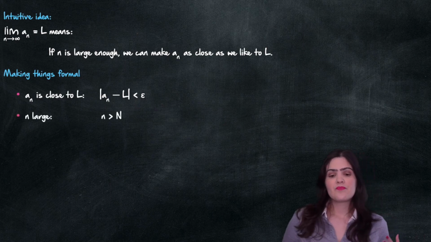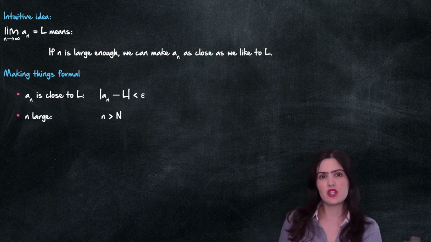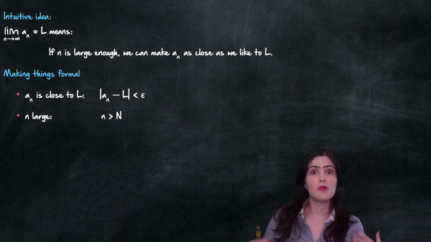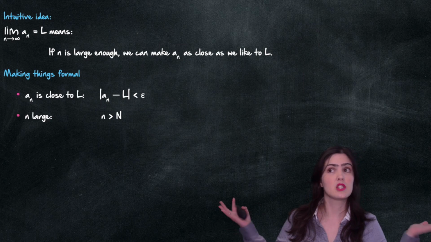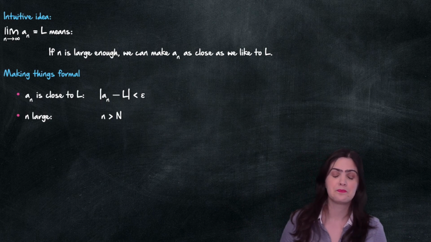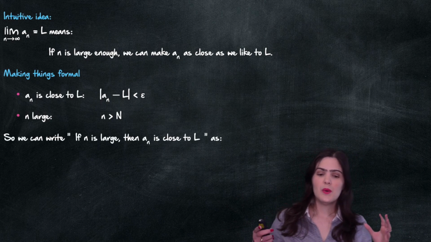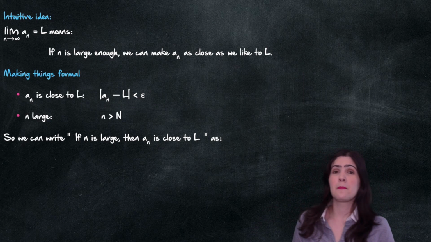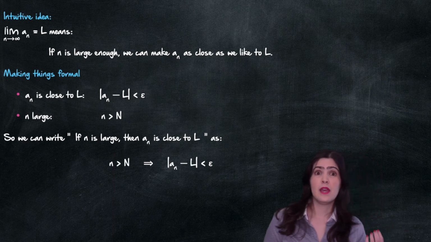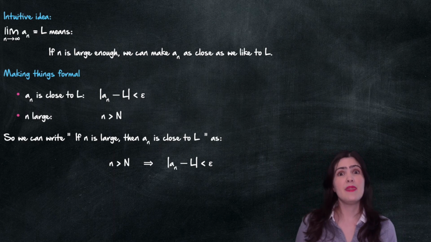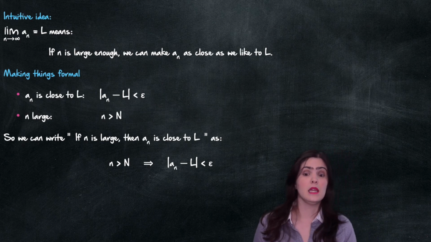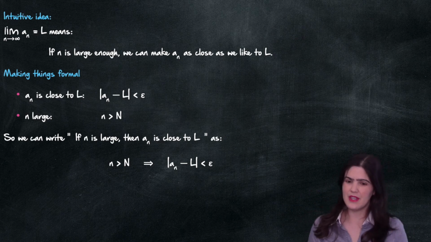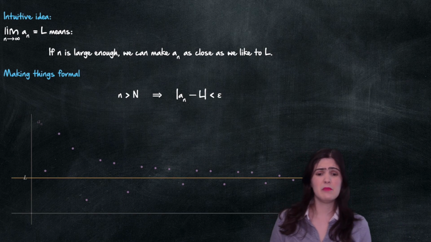And then n large means that n is bigger than some number, right? Being large is a comparative term. So n large means that n is bigger than some cutoff number. So we can write: if n is greater than capital N, then the absolute value of a_n minus L is less than epsilon. Okay, so we have these, and let's see how we can improve this.